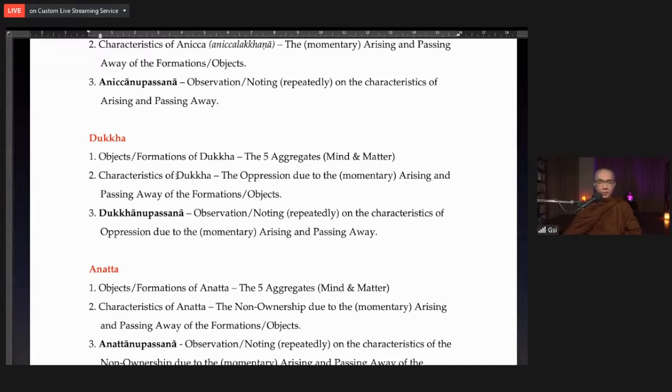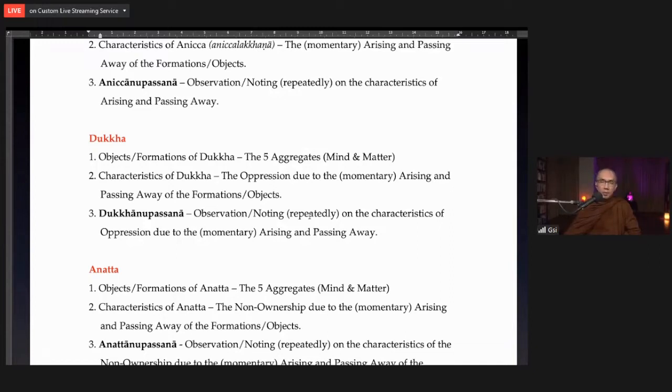The characteristic of dukkha here is the word oppression. Oppression here is due to the momentary arising and passing away of formations of objects. When we look at the deepest aspect of dukkha, it's the arising and passing away, the oppression that comes together with it. Dukkhānupassanā is the observation of these characteristics of oppression.